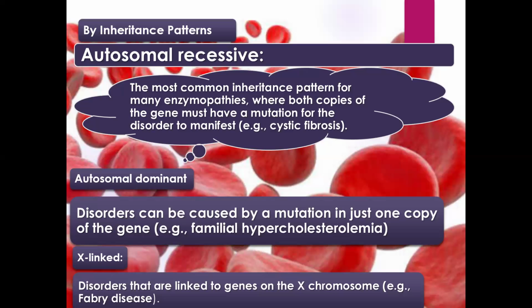An example is familial hypercholesterolemia, which is an enzymopathy that affects cholesterol. Whereas cystic fibrosis requires you to have the altered gene in the autosome from both parents before that child can have cystic fibrosis.